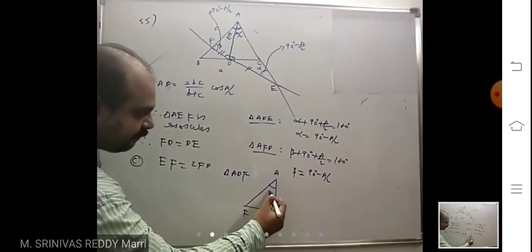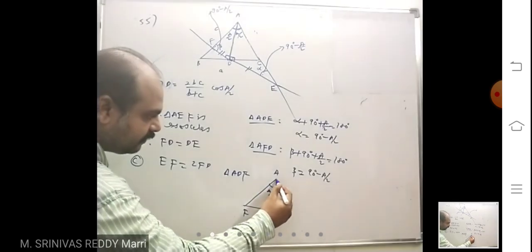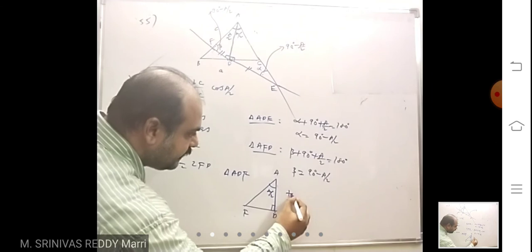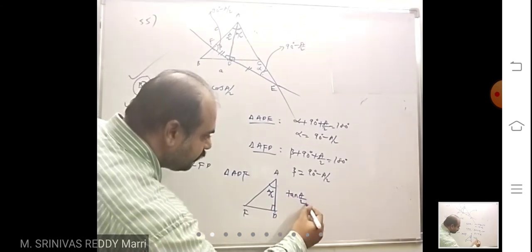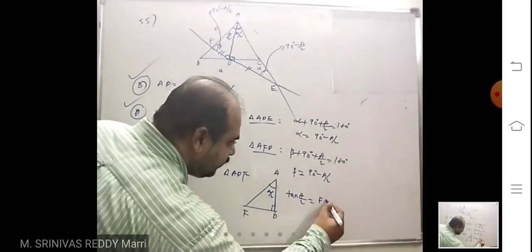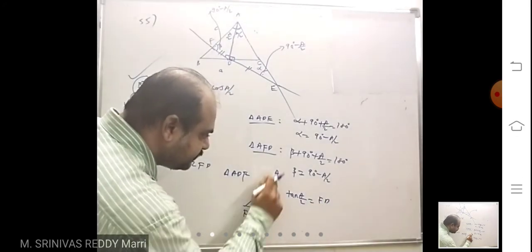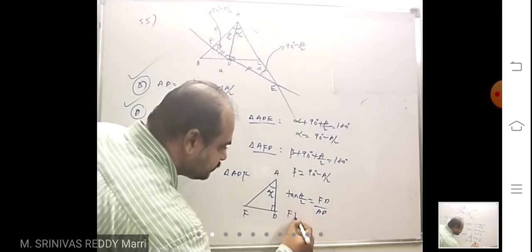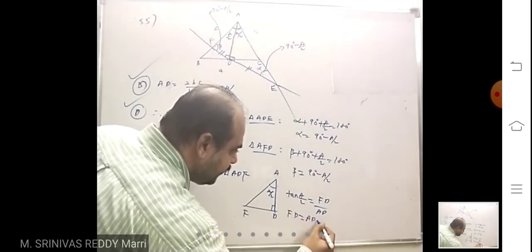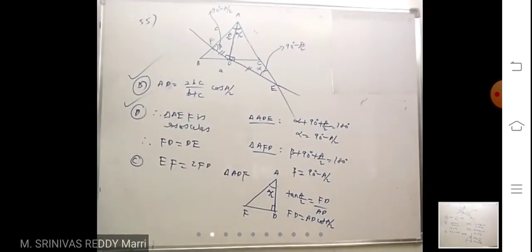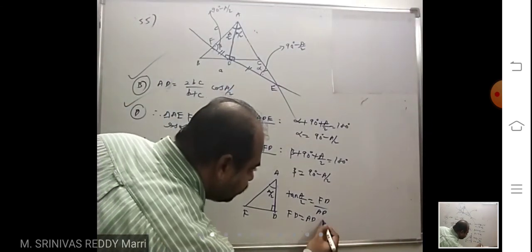So now this angle is A by 2. I know the AD length, and I want the FD length. Now I am writing tan A by 2 equals the opposite side FD over the adjacent side AD. That means FD is nothing but AD tan A by 2.